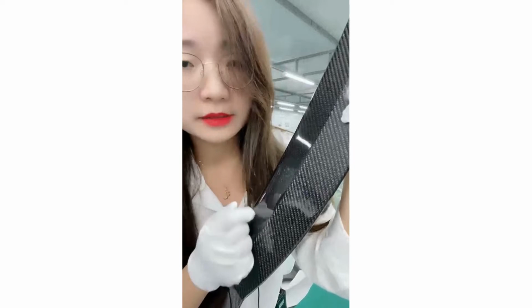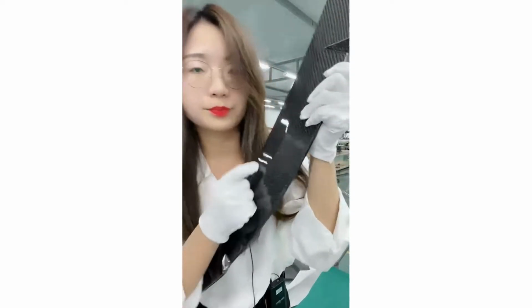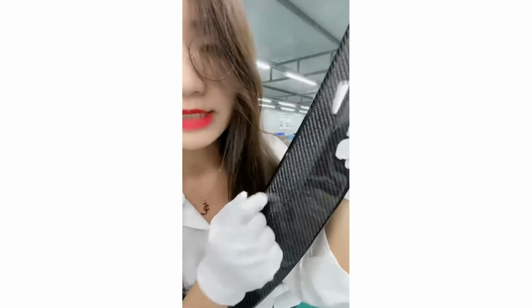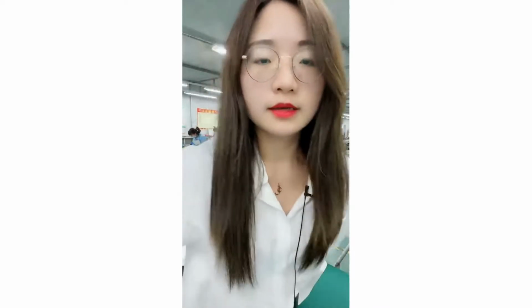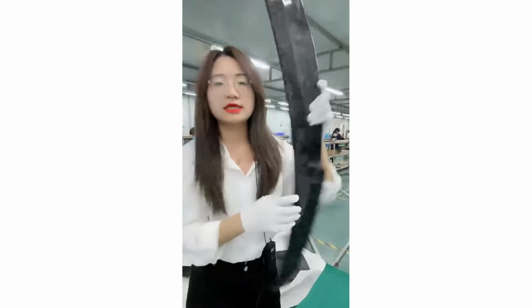Now we also have the 1 multiply 1, 2 multiply 2. It's only the size that is different. Okay, let's see the second one.